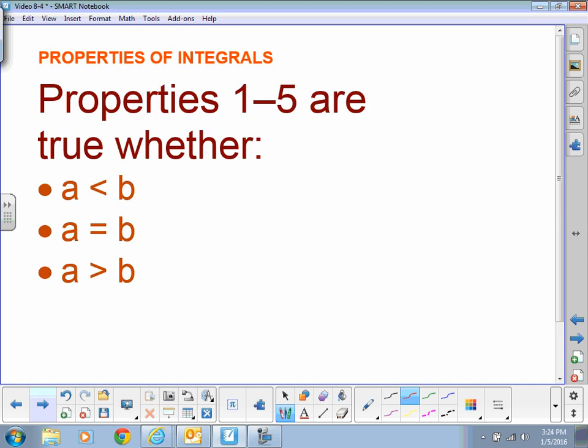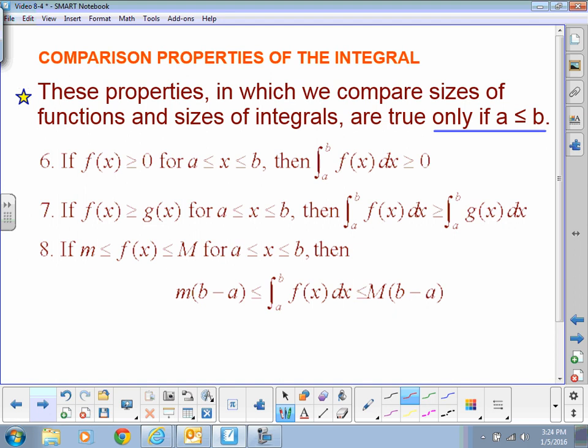Now, for each of these 5 properties we looked at, it doesn't matter if A and B are equal or if one is bigger than the other. There are 3 other properties where it does matter which is larger. These ones only work if A is less than or equal to B.